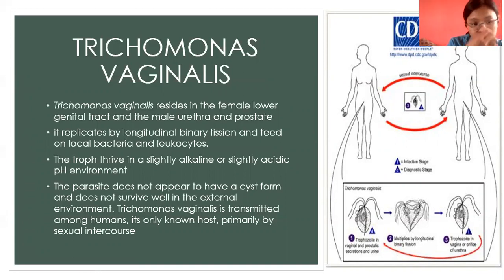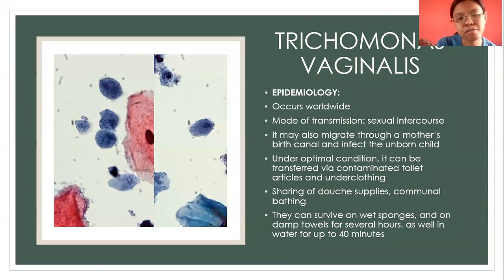So, hindi lang po babae ang pwedeng magkaroon ng Trichomonas vaginalis. Kapag ang babae po na may Trichomonas vaginalis ay nakipag-sex, possible yung partner niya ay magkaroon din. And so, epidemiology: occurs worldwide. Mode of transmission is sexual intercourse. It may also migrate through a mother's birth canal and infect the unborn child.